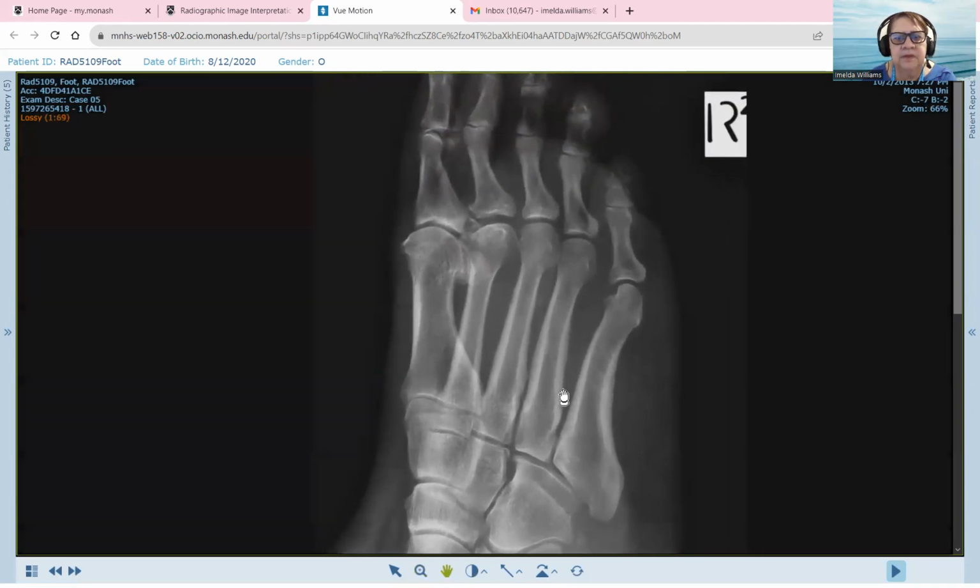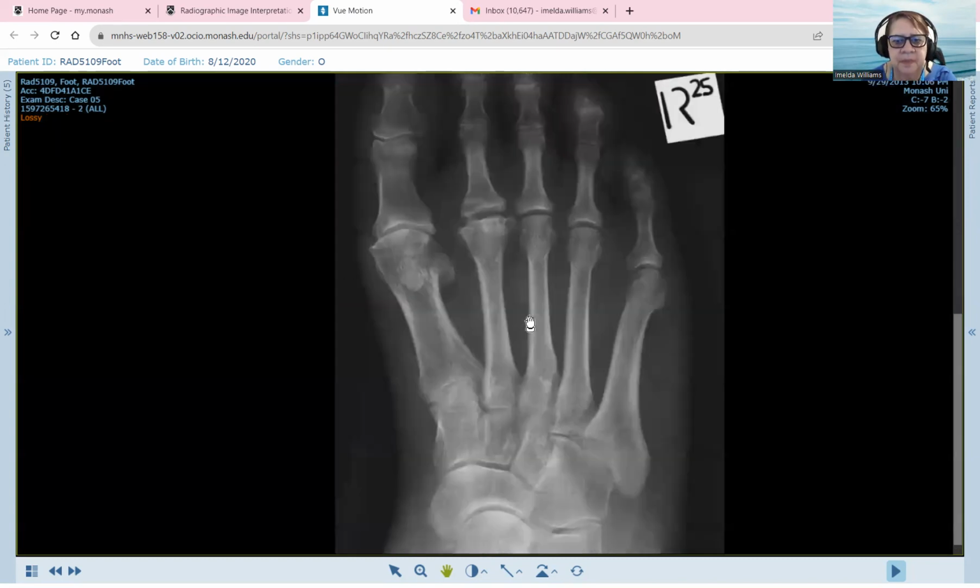So if we look at the head of the second metatarsal, we can see that it's more sclerotic if we compare it to the other heads. And there's also this flattening of the metatarsal head. And that is in keeping with avascular necrosis, which could be the result of his previous injury. This is also known as Freiberg's infraction or Freiberg's disease. And then there are some arthritic changes to the metatarsophalangeal joint as well.